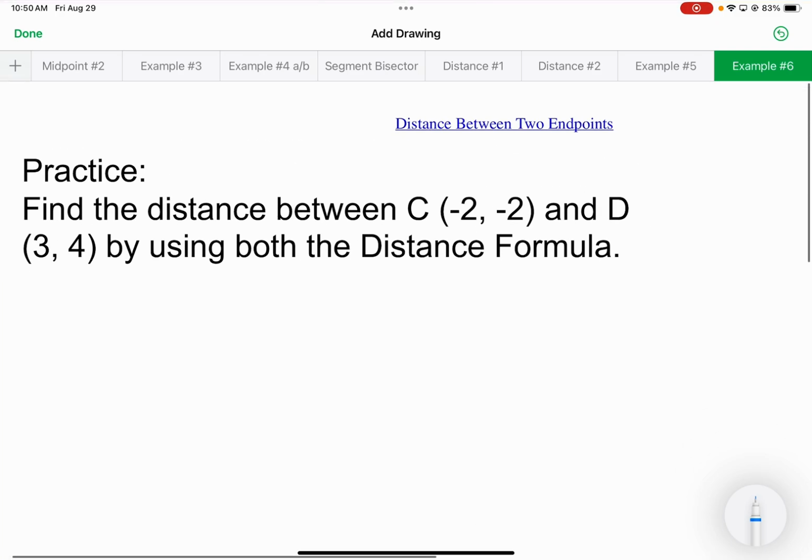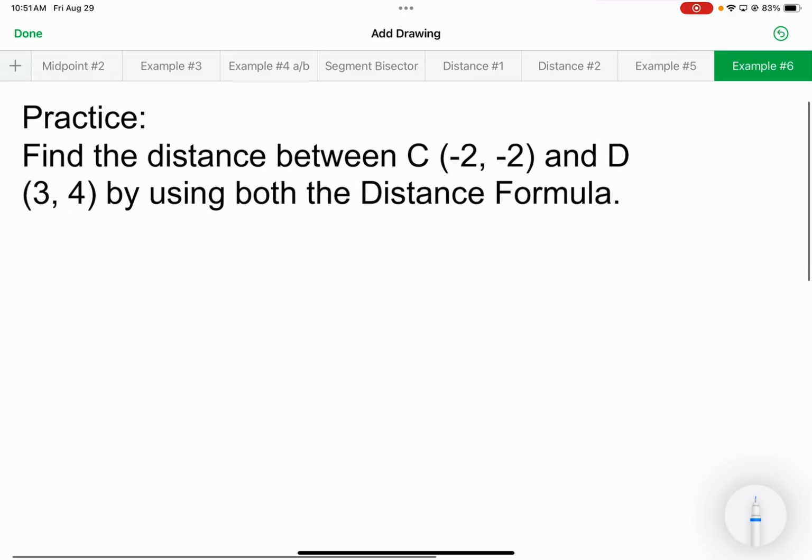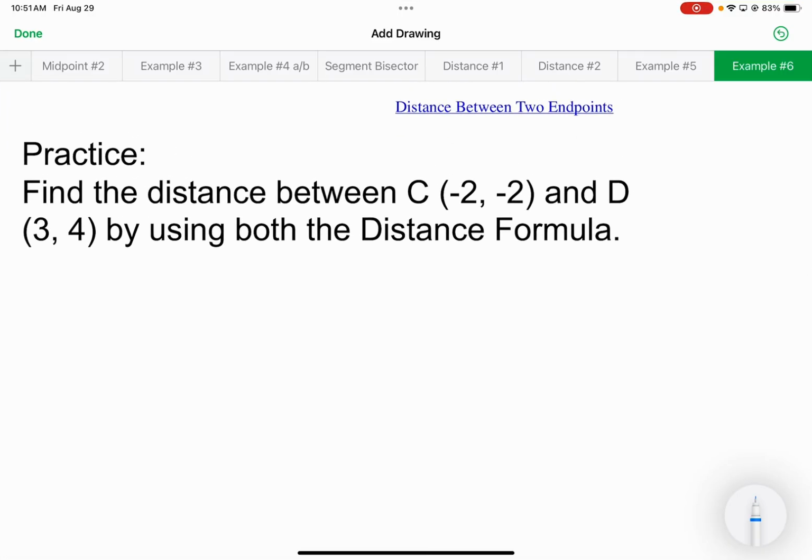I got one more example. We'll just do it using the distance formula. Find the distance between C, -2, and D, which is 3, 4, using both the distance formula. It probably means and by Pythagorean theorem. You guys don't have to do Pythagorean theorem. Just do it using the distance formula, okay?